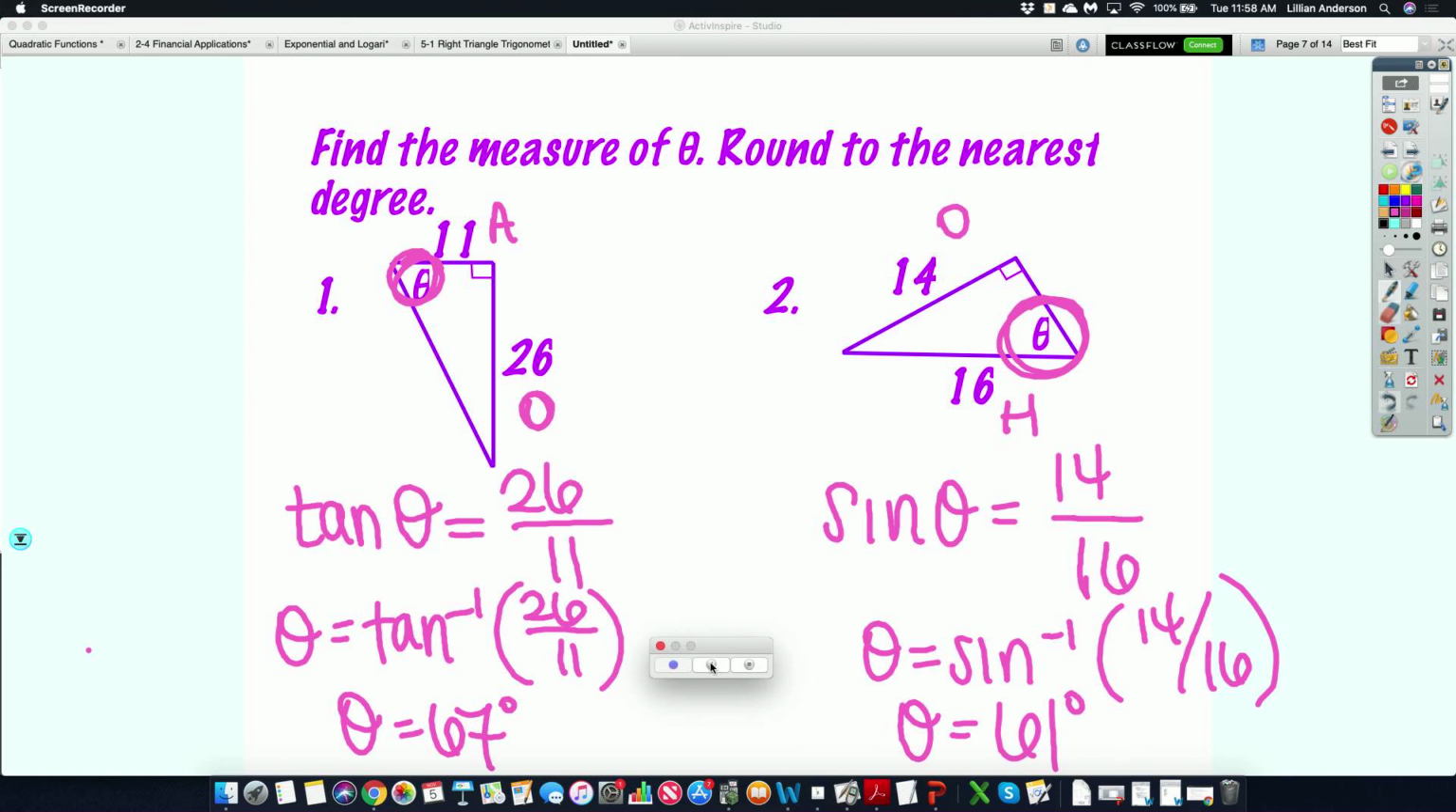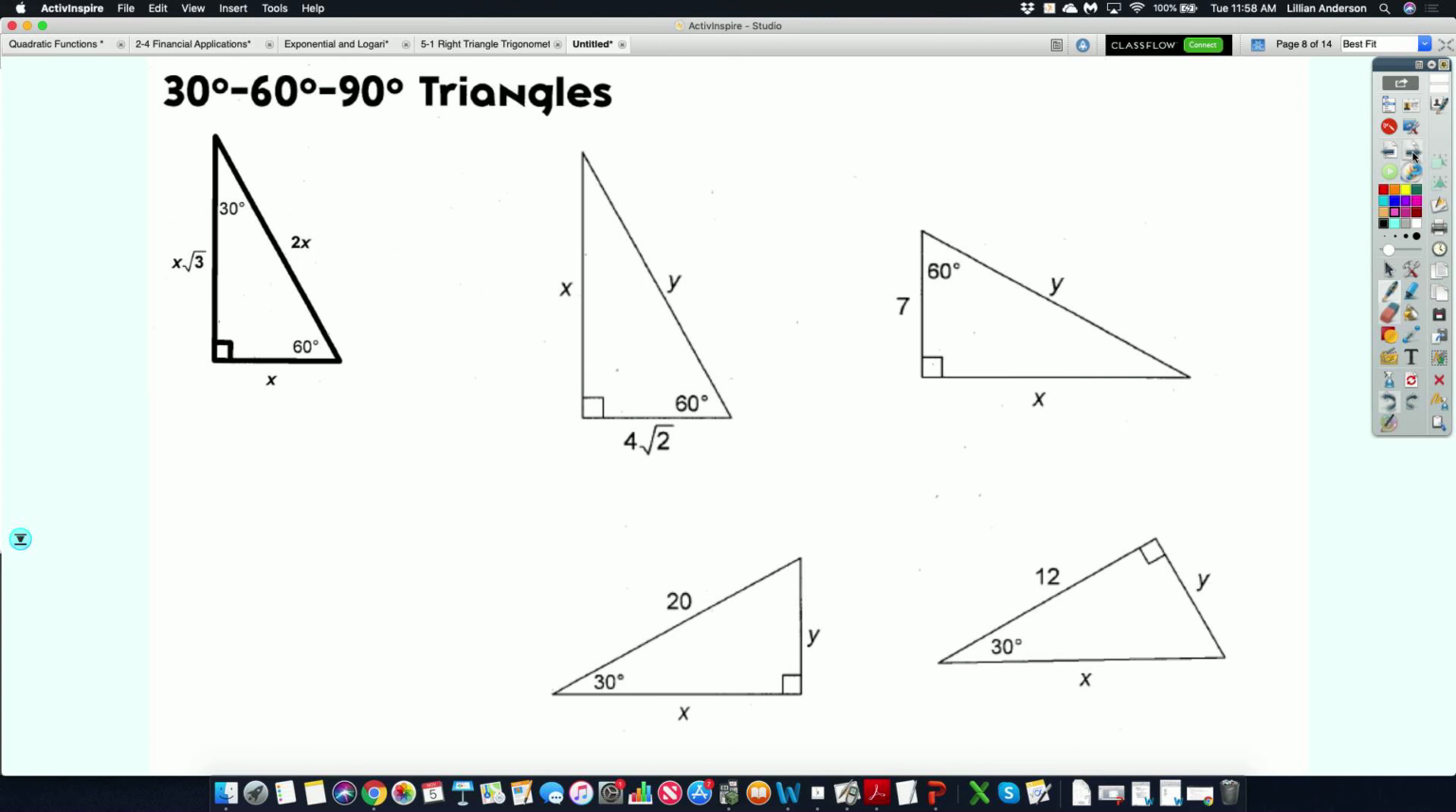All right, let's talk about our special right triangles, okay? There's two different types. You got your 30, 60, 90, and your 45, 45, 90, okay? 30, 60, 90, this is the general makeup, and I actually think this is how it's written in the SAT book when it's given to you. This is not given to you in the ACT, okay?